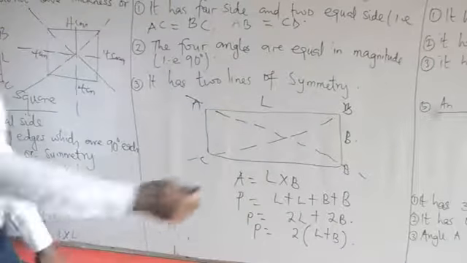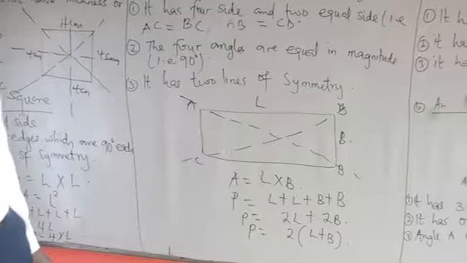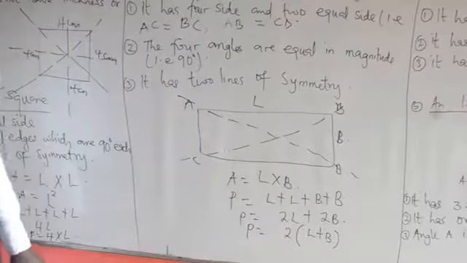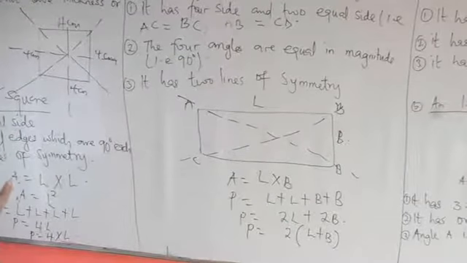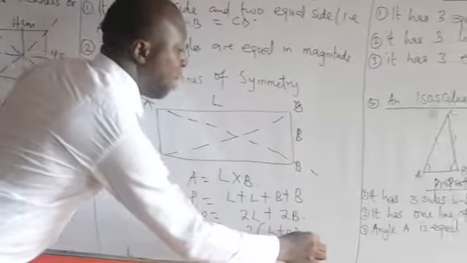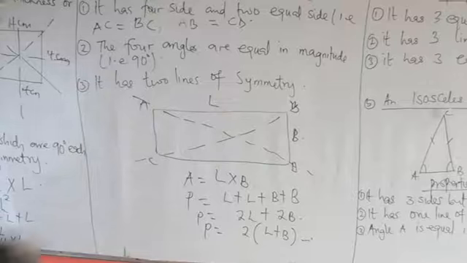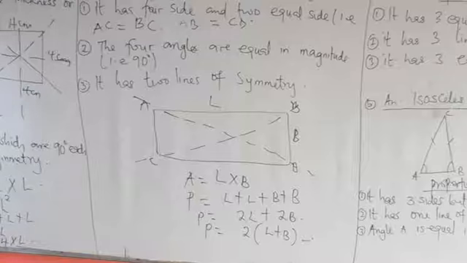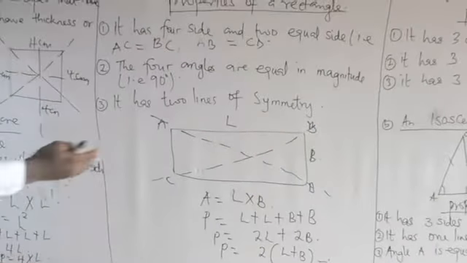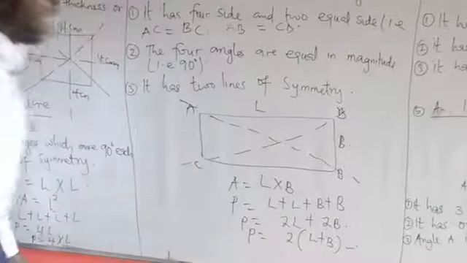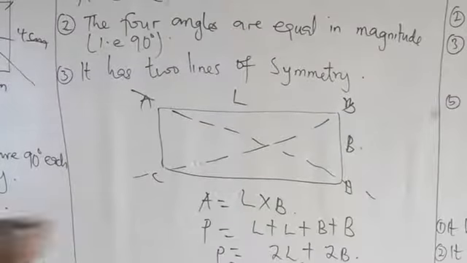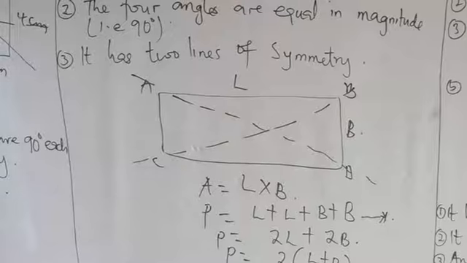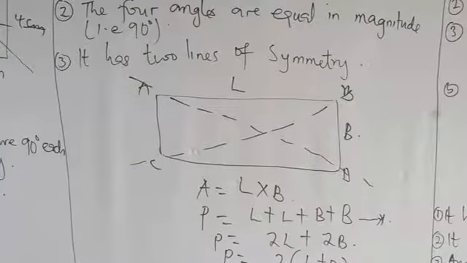So, we apply this formula. This is the formula we use in calculating the perimeter of a rectangle: 2 open bracket, length plus breadth. If you apply this formula correctly, you'll be able to calculate the perimeter of a given rectangle. Or, you apply the first formula, length plus length plus breadth plus breadth. Whichever one you use, you'll be able to get the same answer.